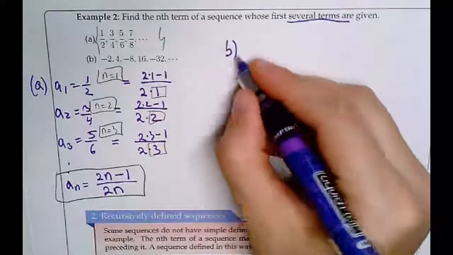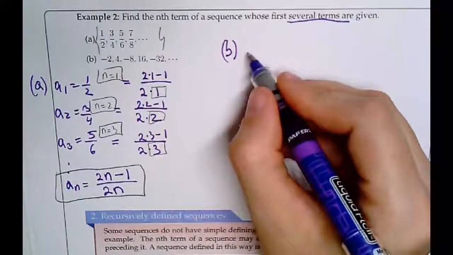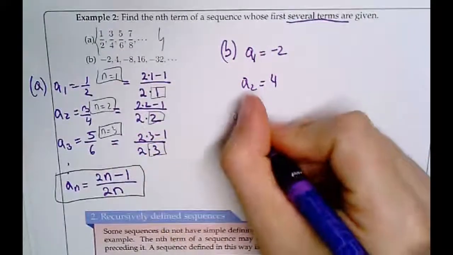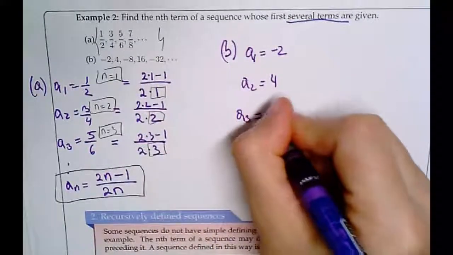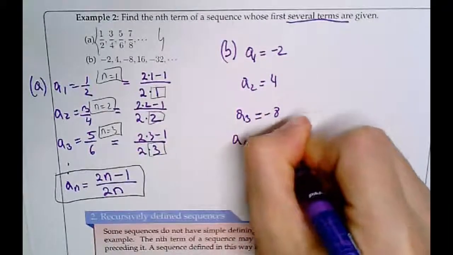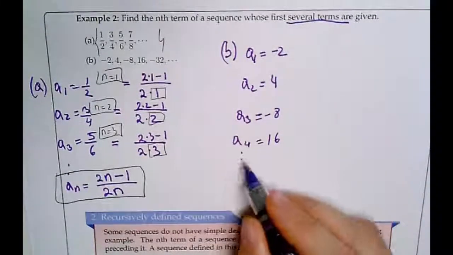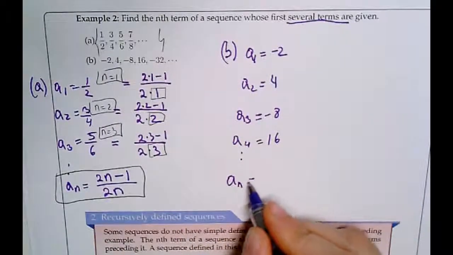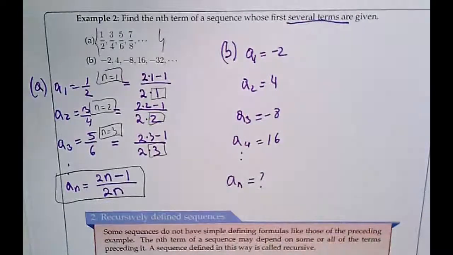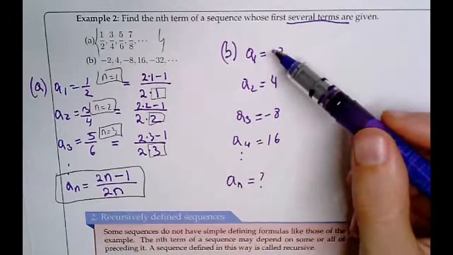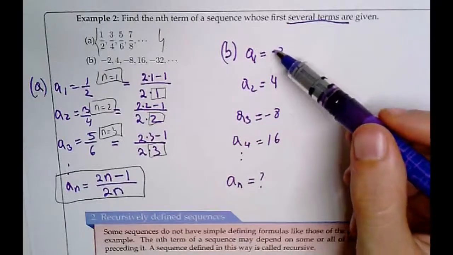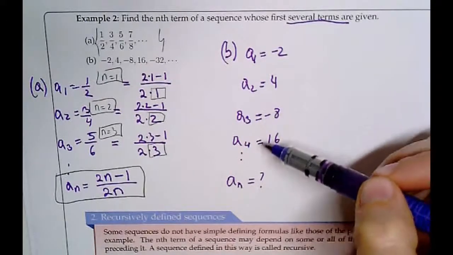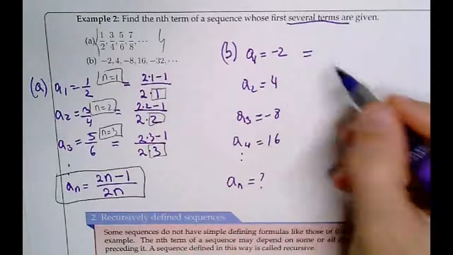What about for b? Our b says that a1 is -2, a2 is 4, a3 is -8, a4 is 16. So the goal is to find the formula for the nth term. So a_n, what is the formula for it? First you have to notice that this is an alternating sequence. So the first term is negative, the second term is positive, the third term is negative, the fourth term is positive. So we can take care of the sign first.